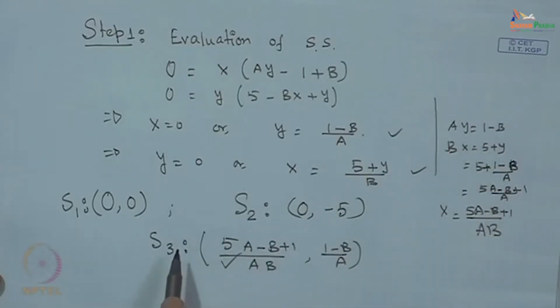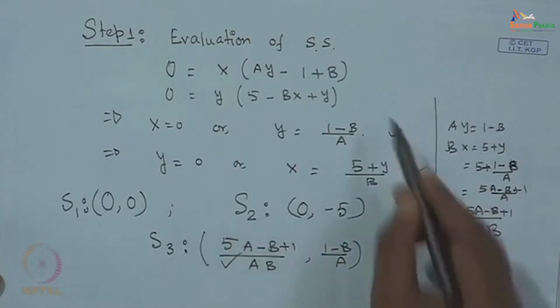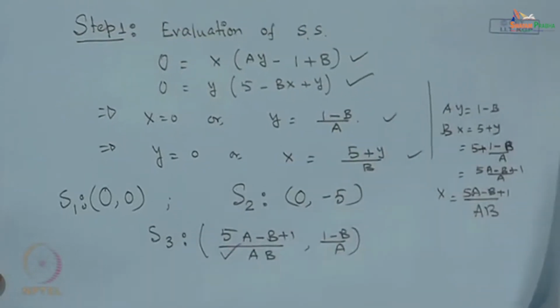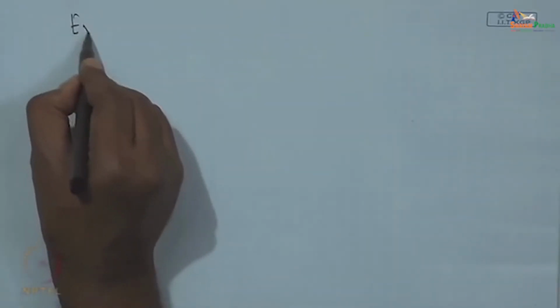So, you will be having 3 steady states in this problem, and you can get these 3 steady states by solving these two equations. Steady state number 1 is (0, 0), steady state number 2 is (0, -5), and steady state number 3 is ((5a - b + 1)/(ab), (1 - b)/a). Now, we evaluate each and every steady state and check their condition for stability. But before that, what we should do? We should evaluate the Jacobian matrix.